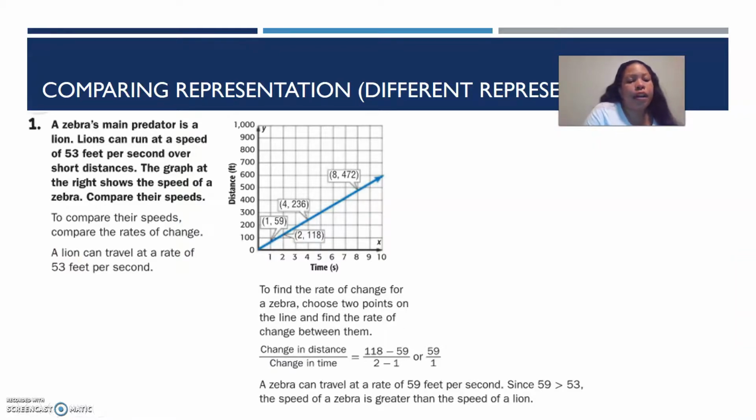A zebra's main predator is a lion. Lions can run at a speed of 53 feet per second over short distances. The graph at the right shows the speed of the zebra. Compare the speeds. So I'm comparing the speed of a lion, which can travel at a rate of 53 feet per second, to the zebra, which at 1 second is running 59 feet. At 2 seconds, it's running 118 feet, and so on and so forth. I'm looking at these little boxes that they gave me. So if at 1 second it's 59, that's 59 over 1. Clearly the zebra runs faster because the rate of change was 59.